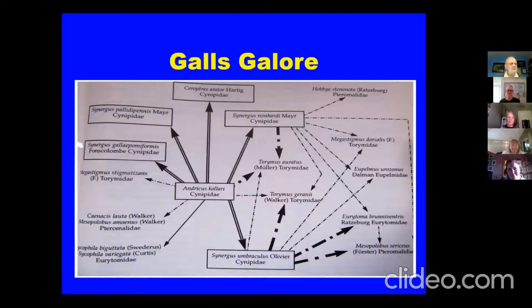Complications within galls. It's easy to think that there's a grub in there eating away, and it pupates and emerges and starts the whole process over again. But in fact, there's an awful lot going on in galls most of the time, and there's a whole lot of particularly chalcid parasitoids which feed on the grubs inside.